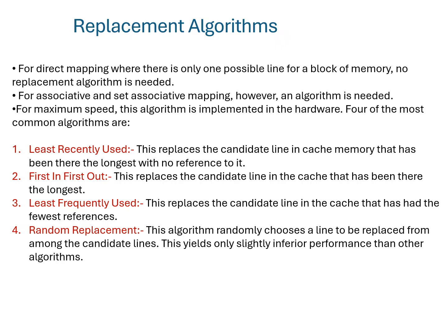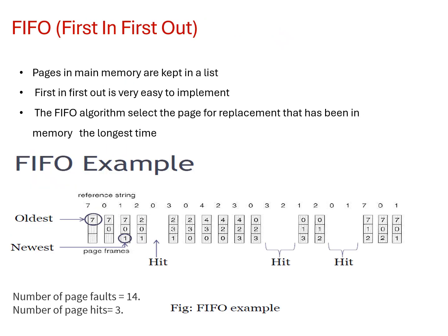Then if the cache is full, you want to remove one block from the cache, which is going to be replaced. You can go for different methods: least recently used, first in first out, least frequently used, random. We'll see only two here. The first in first out method.